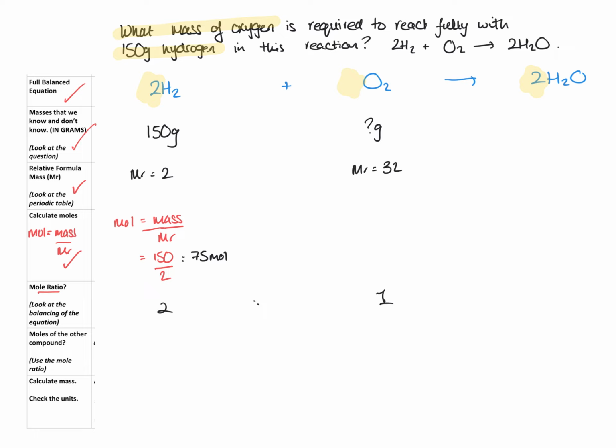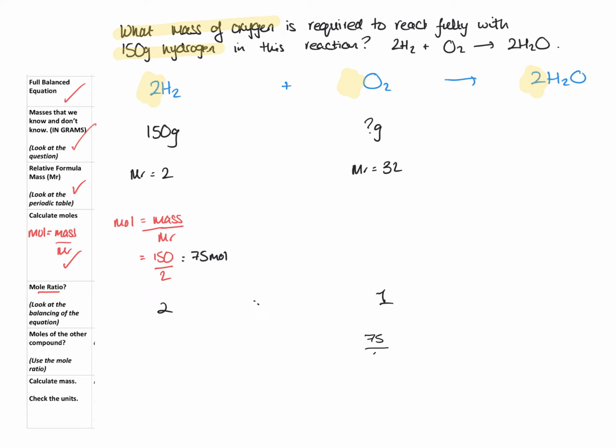This one's a little bit different. Because it's not 1 to 1, that means that although we've got 75 moles here, we don't just automatically have 75 moles here, we have to use this ratio. The number of moles of hydrogen is twice the number of moles of oxygen. So we're going to have to take this 75 moles and half it to find the number of moles of oxygen. So 75 divided by 2, I'll just write it in so that you can see the working out.